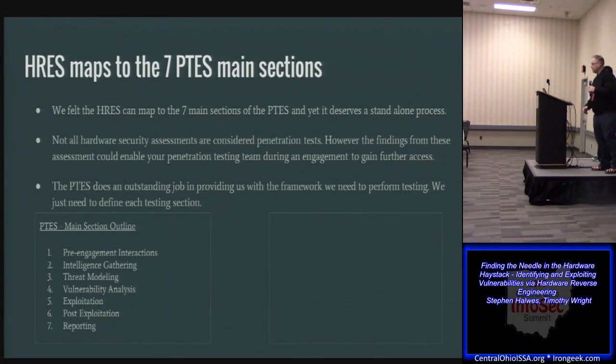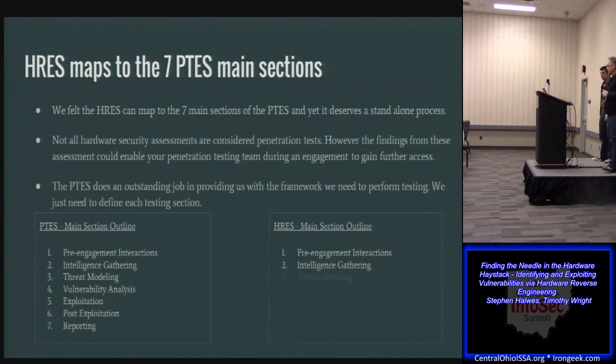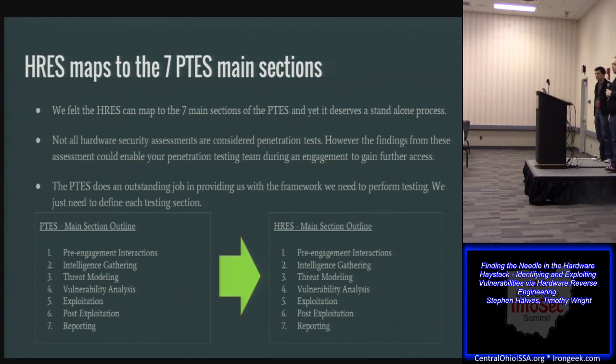One of the things I want to stress too is that the PTES, all the guys that did the work on developing that process, such an awesome framework, and they really laid the groundwork for what we're proposing here. Mad respect for those guys and all the stuff that they've done. The 7 main sections of the PTES are pre-engagement, intelligence gathering, threat modeling, vulnerability analysis, exploitation, post-exploitation, and reporting. We're proposing the same thing for the 7 sections of the HRES, and we felt that whole process mapped really well.